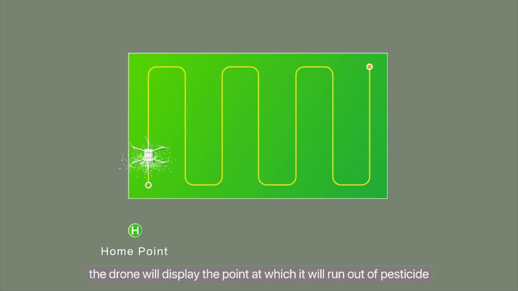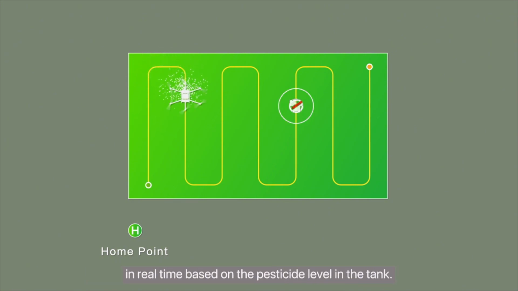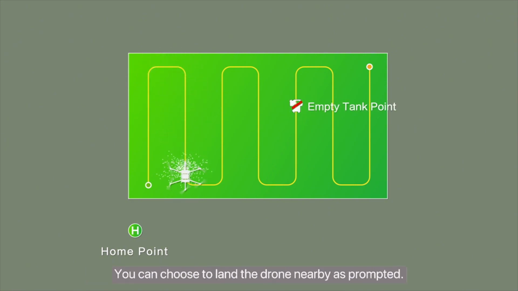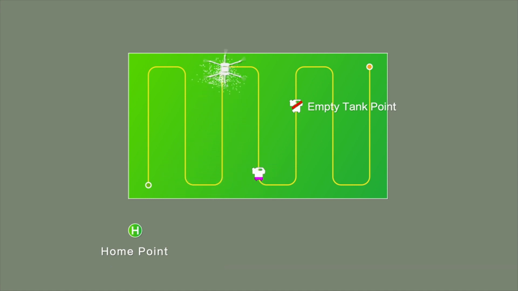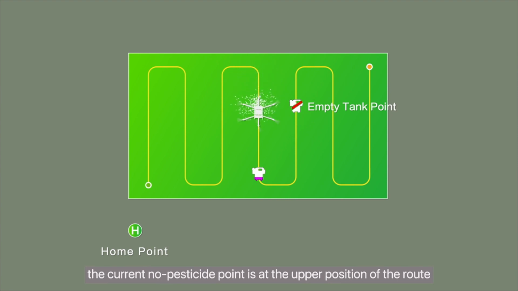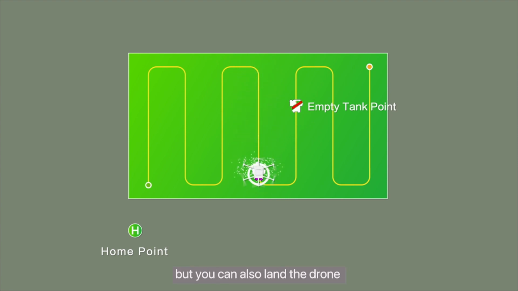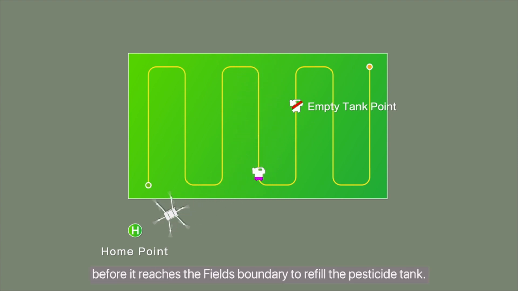During the task, the drone will display the point at which it will run out of pesticide in real time based on the pesticide level in the tank. You can choose to land the drone nearby as prompted. For example, the current no pesticide point is at the upper position of the route, but you can also land the drone before it reaches the field's boundary to refill the pesticide tank.